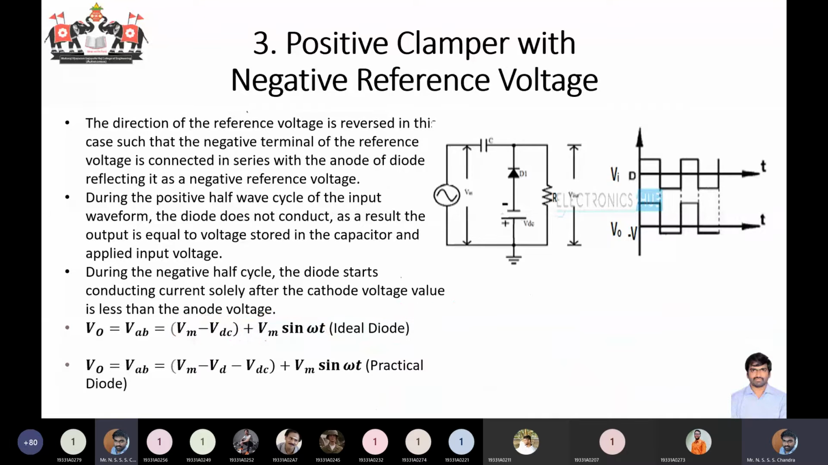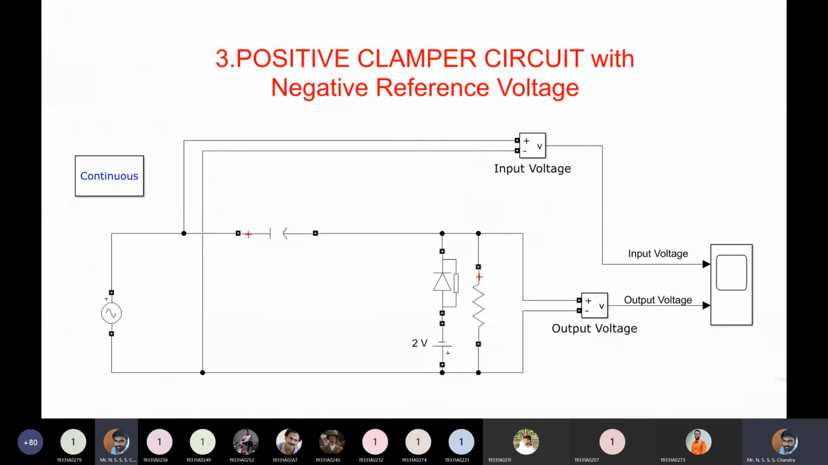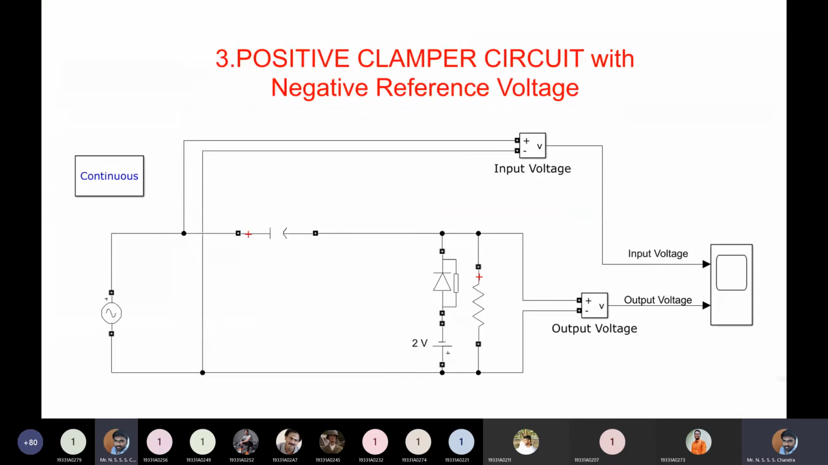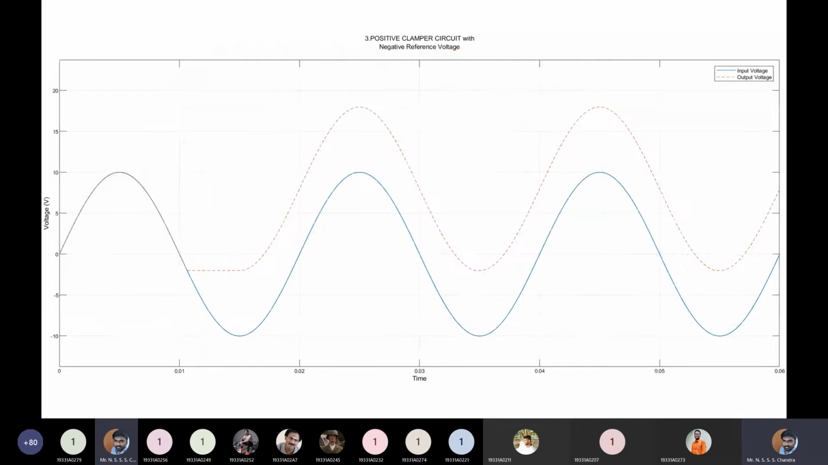If we check the simulation circuit, I have considered only the ideal diode. I have not considered the Vd value. So what's the voltage that you are observing over here? What's the maximum value you are seeing? Is it 20 or less than 20? Please respond. It is less than 20, right?